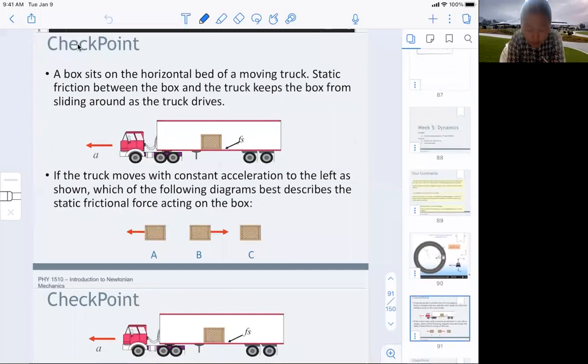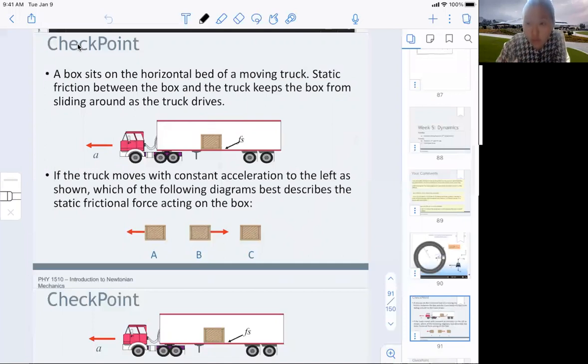I believe this was on Tuesday's class, Tuesday's checkpoint. So we have this box that's sitting on the inside of a moving truck. The truck is accelerating to the left with an acceleration A, and the box is accelerating together with the truck. Okay, so the box is relatively at rest to the truck. So in what direction do you think the static friction acting on the box is?